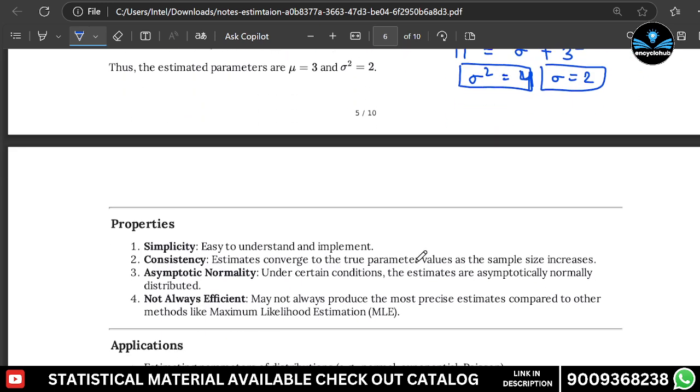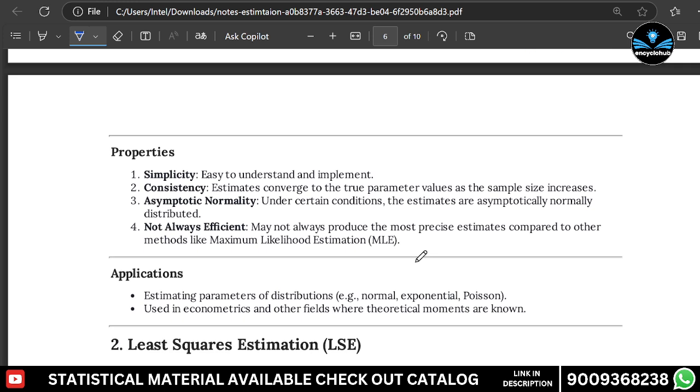Now, talking about the properties: these are simple, easy to understand and implement. The second one is consistent. Every method is consistent because when we increase the sample size, it will automatically be better. The third one is asymptotic normality. This property also depends on the number of samples. So as we increase the sample size, this property gets better.